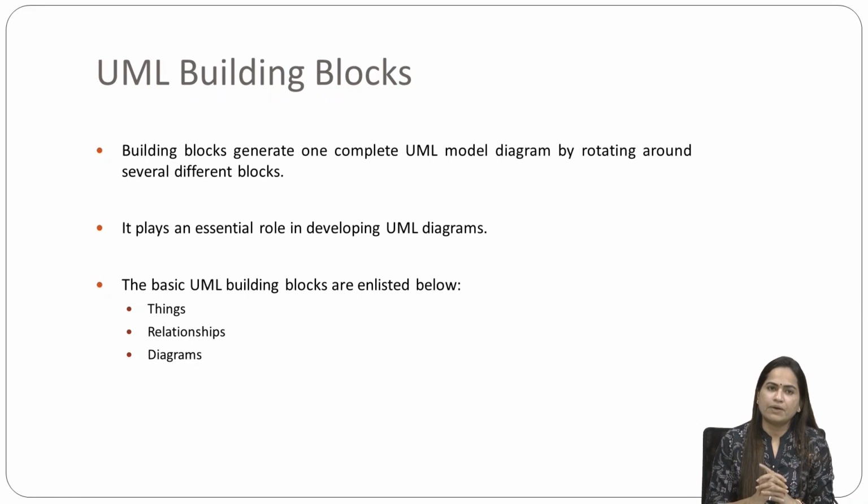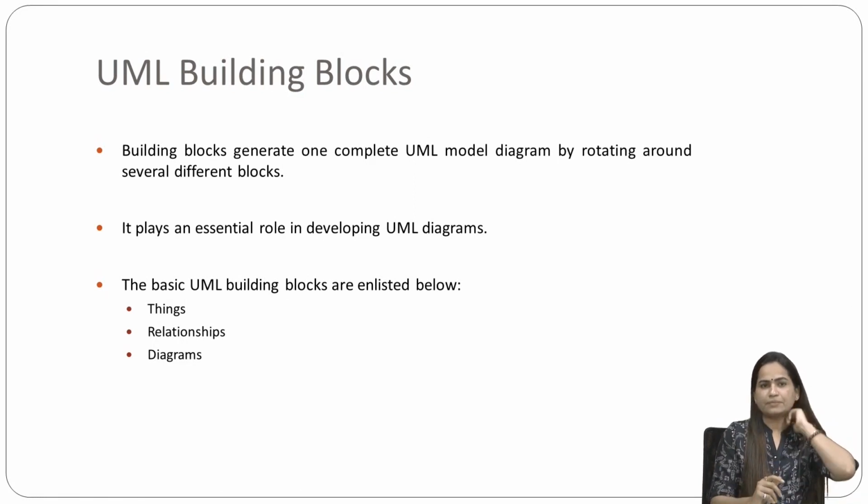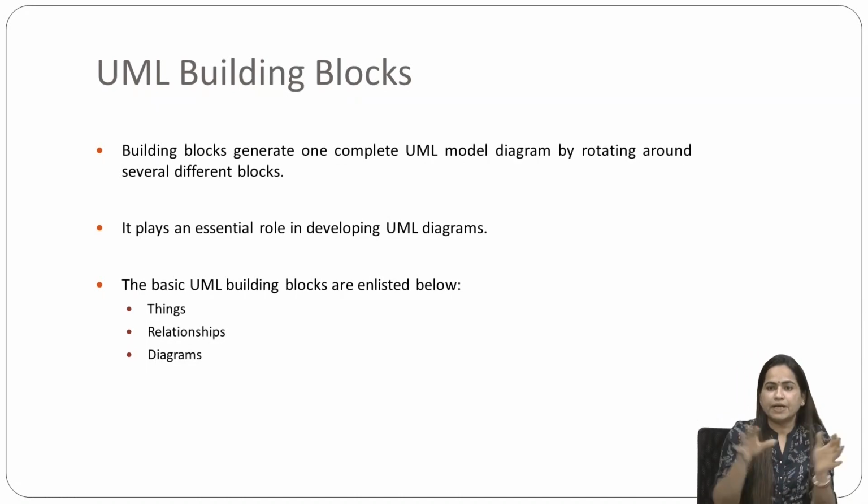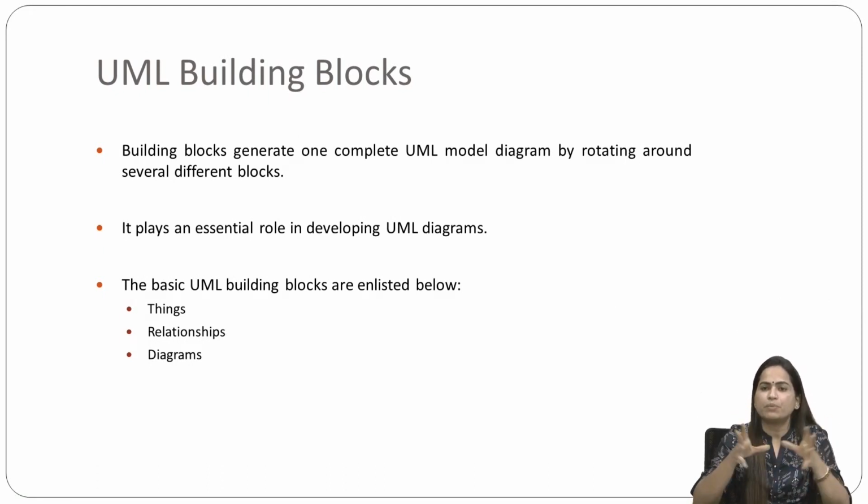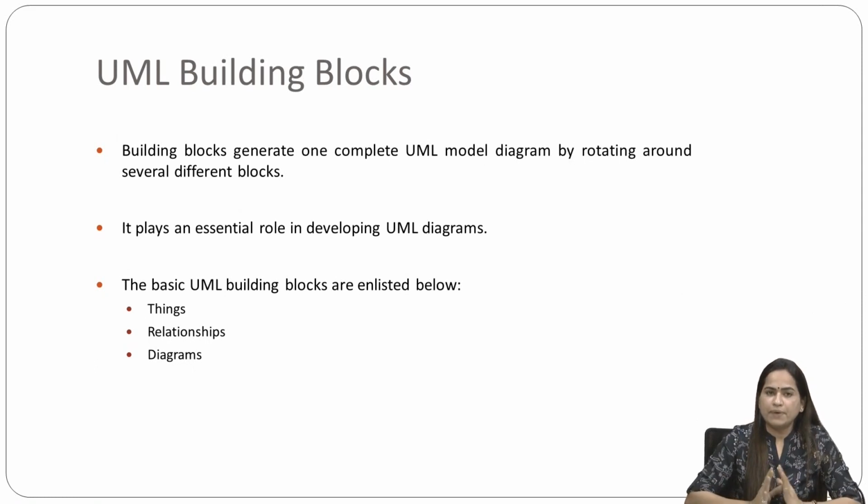Then after that we have UML building blocks. Now when we are talking about UML building blocks, we can say that when we are creating a UML diagram, the complete UML model diagram is generated by revolving around several different blocks that are called the UML building blocks. These blocks play an essential role in developing UML diagrams. The basic UML building blocks are things, relationships, and diagrams.